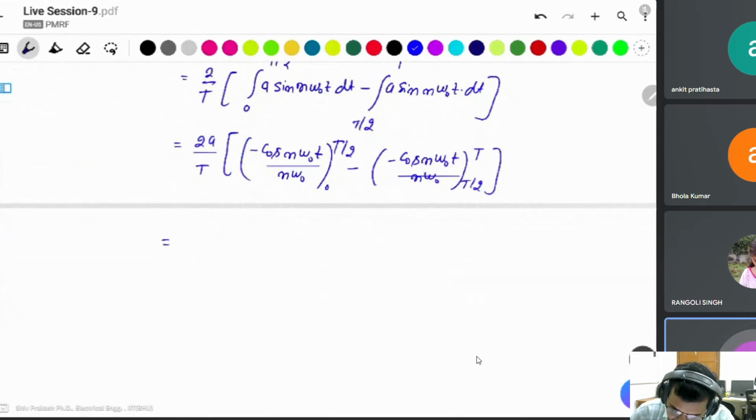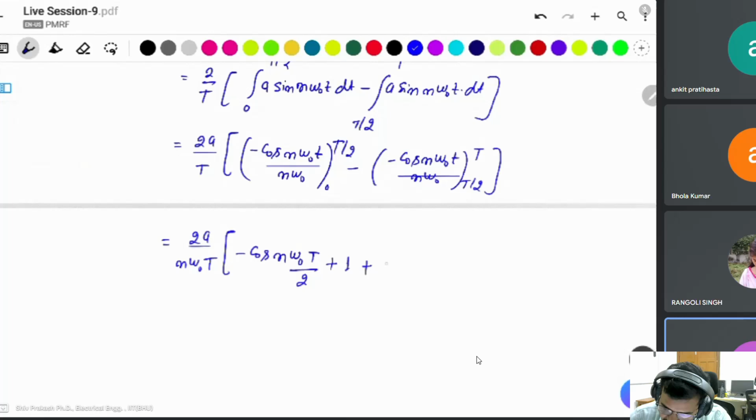We take common n omega naught, then this will be 2a divided by n omega naught T. If I put the value of T by 2, then this will be minus cos n omega naught T by 2, minus minus will be positive, cos 0 value is 1, so here minus and minus will be positive: cos of n omega naught T minus cos of n omega naught T by 2.